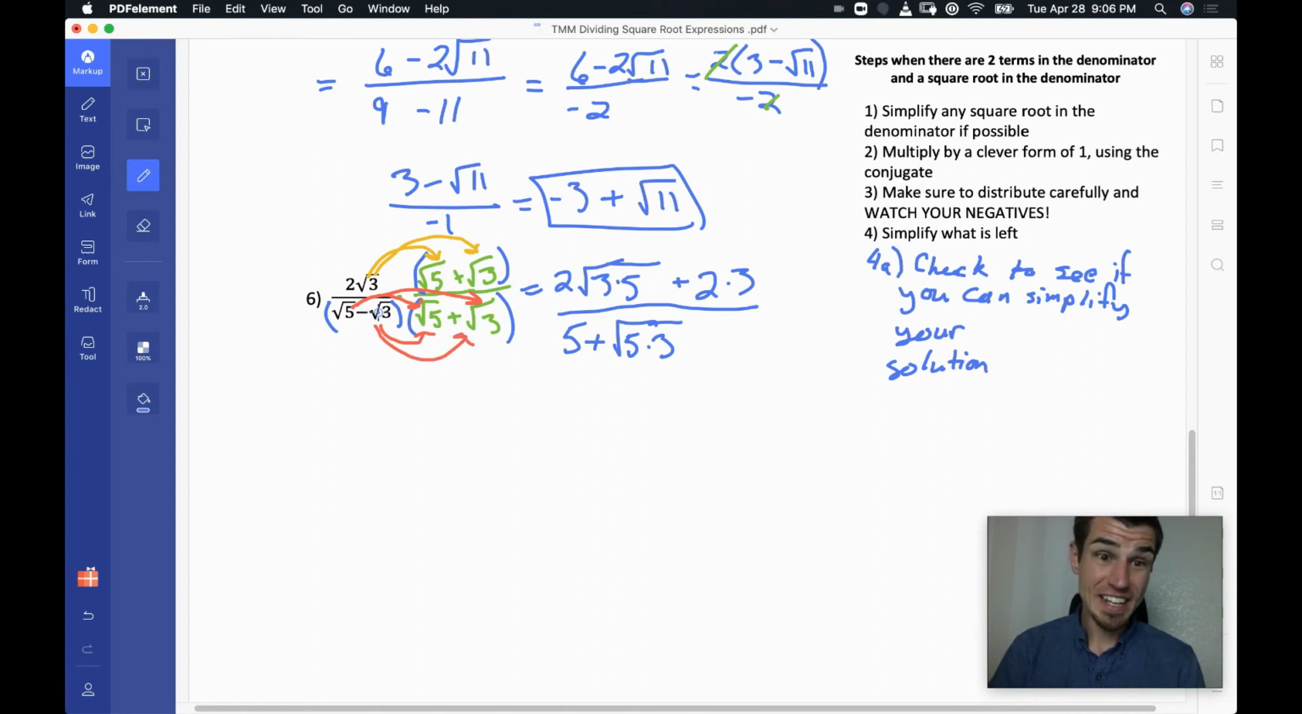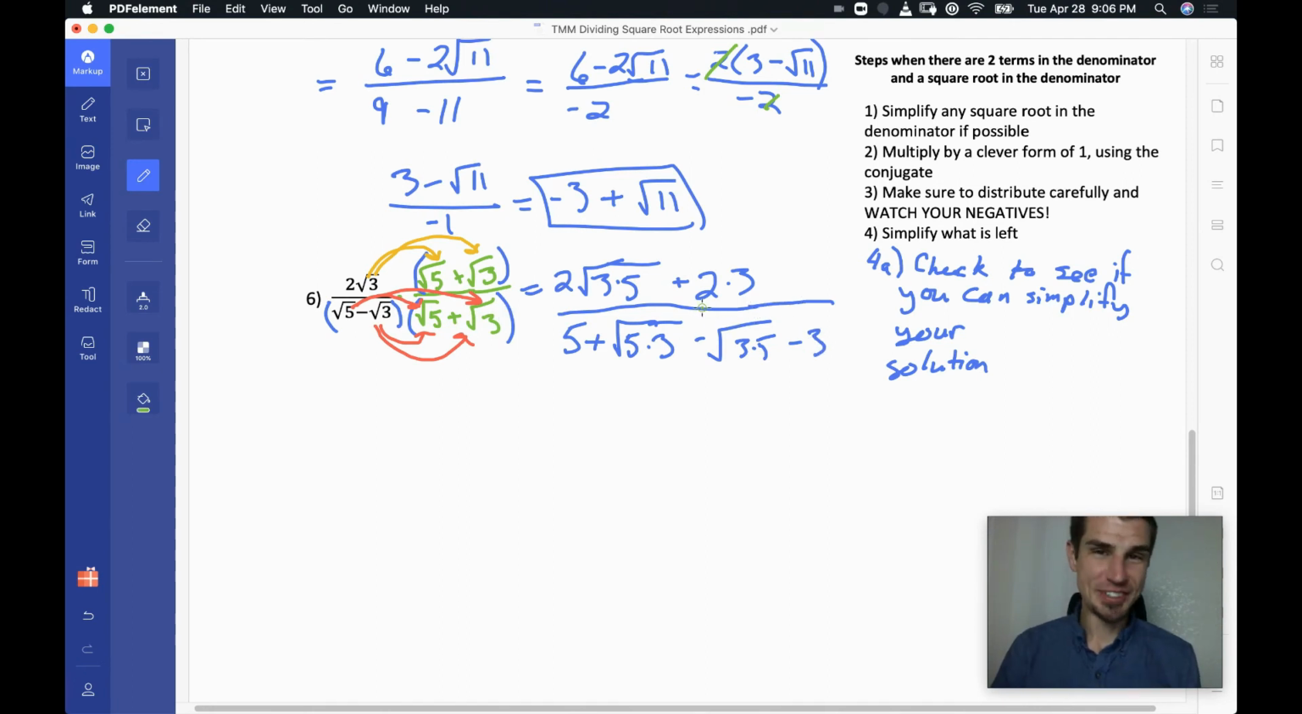Look, we have a negative times a positive. This is going to give us a negative term here. Square root of 3 times square root of 5 is the square root of 3 times 5. Remember, the 3 and the 5 are under the square root, so we leave them under the square root and multiply them. Then a negative times a positive gives us a negative, and the square root of 3 times square root of 3 cancels that square root, just leaves us with 3.